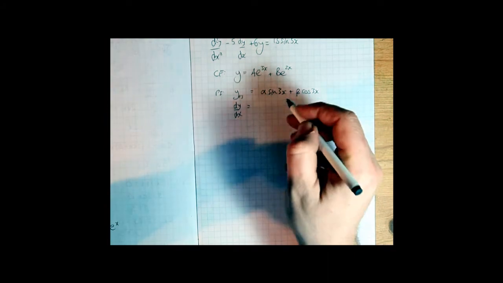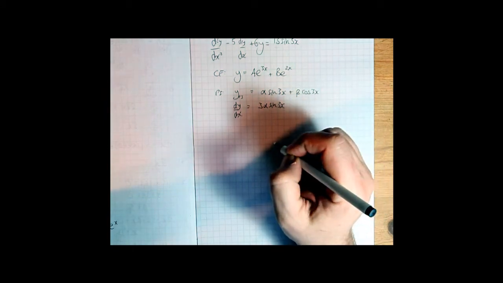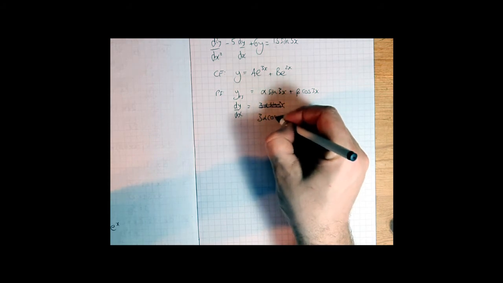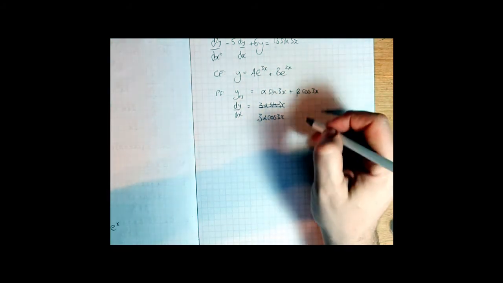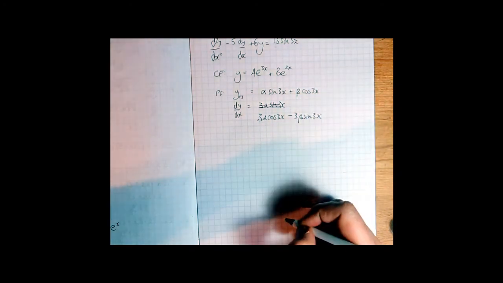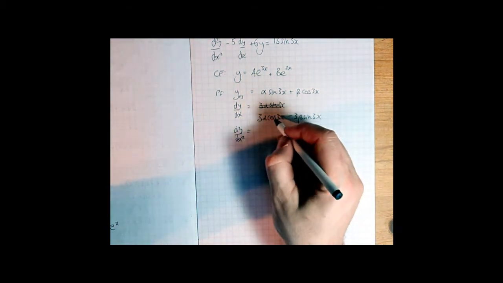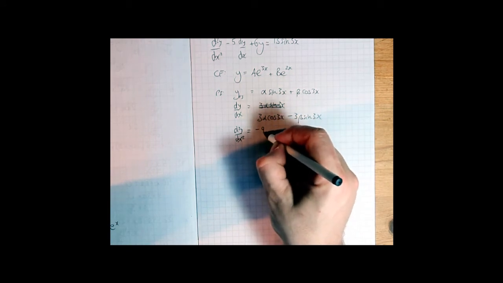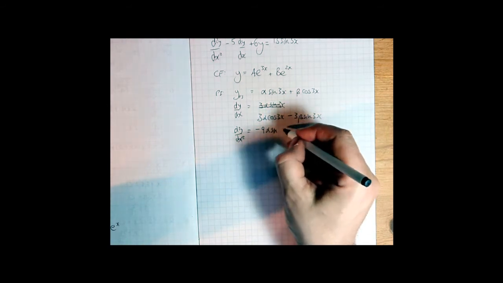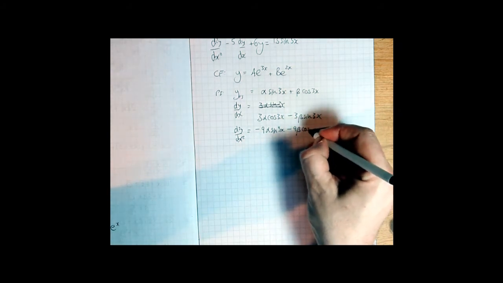dy/dx, sine differentiates to cos, so 3 alpha cos 3x, sorry. Cos differentiates to minus sine, so minus 3 beta sine 3x. Differentiate again. Cos differentiates to minus sine, so minus 9 alpha sine 3x. Sine differentiates to cos, so minus 9 beta cos 3x.